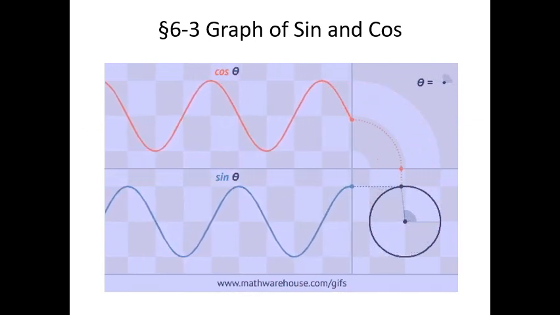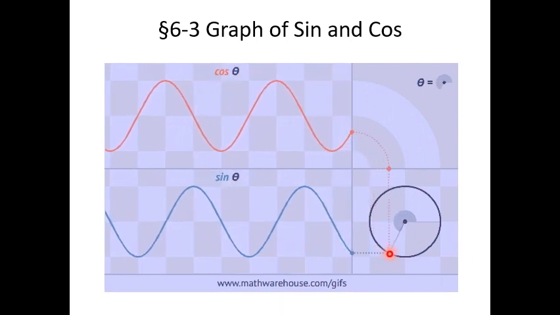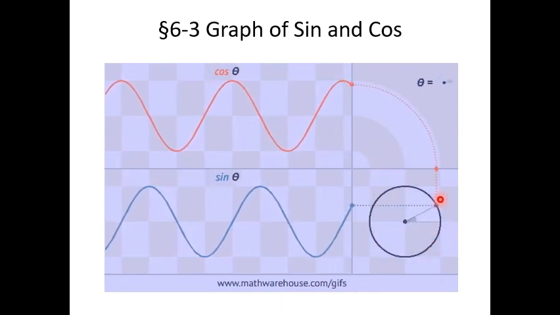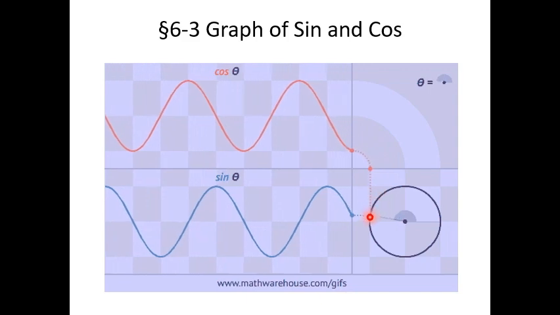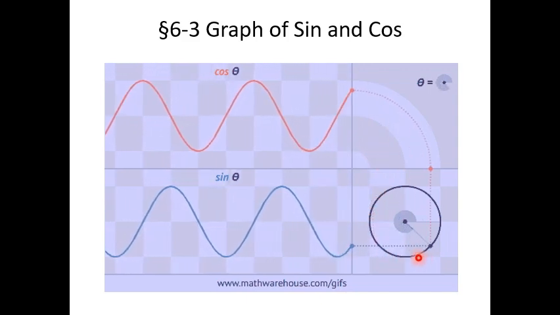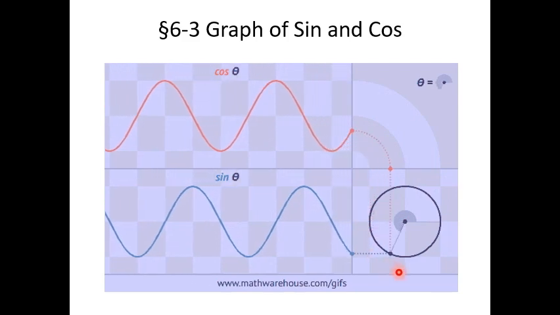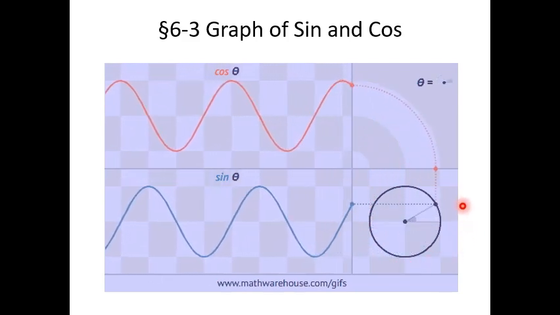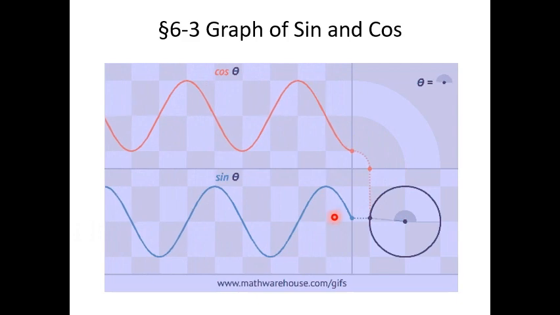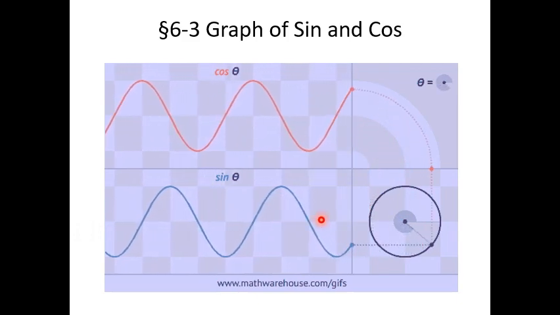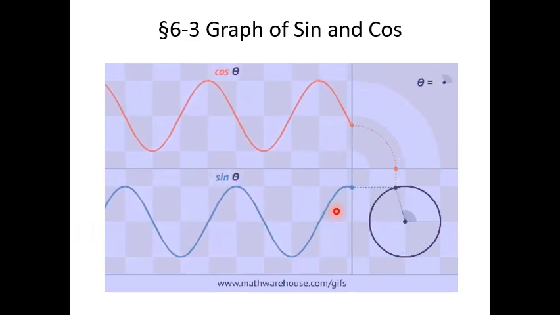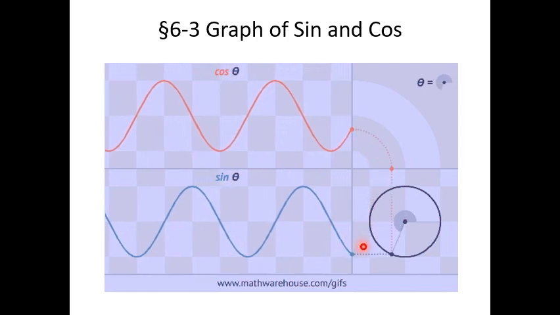As the angle rotates, we're thinking about a unit circle, and for sine, we're looking at what's the y coordinate. It's 0, it's -1, it's 0, it's 1. So think about this as the baseline going through here. So it's 0, it's 1, it's 0, it's -1.